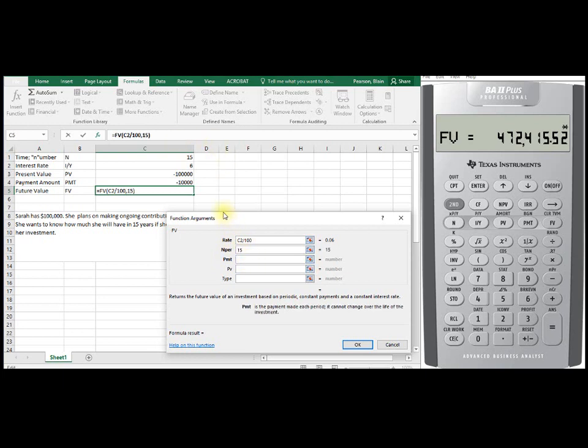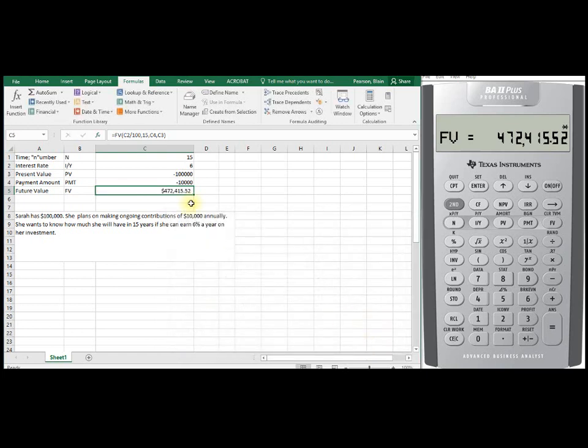What has changed in this Excel is the payment amount. She now is making regular contributions of negative $10,000. The present value, or the money she has today, is negative $100,000. As you can see, whether you're using Excel or the calculator, the future value of this problem is $472,415.